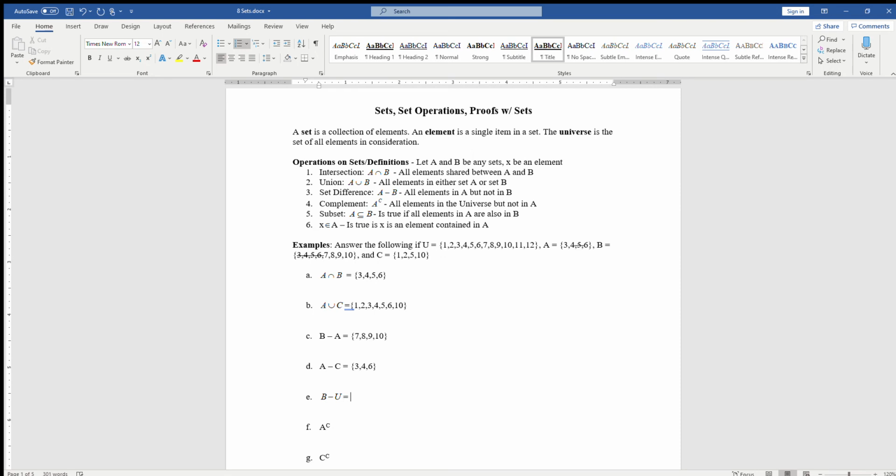B minus U. So I start with B. So B is fresh, so I'm going to get rid of this cross out. And what I'm going to do is I'm going to subtract any element that's in the universe. Well, we certainly know that the universe contains all of the elements in consideration. So B minus U is actually going to be the empty set.